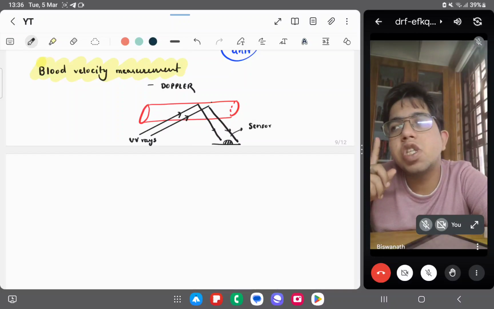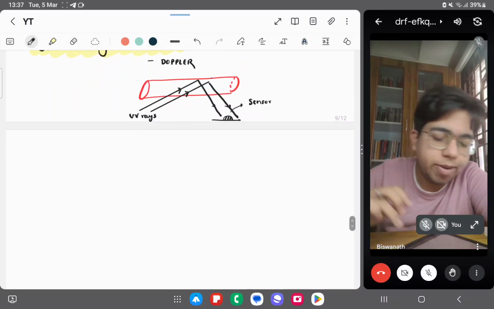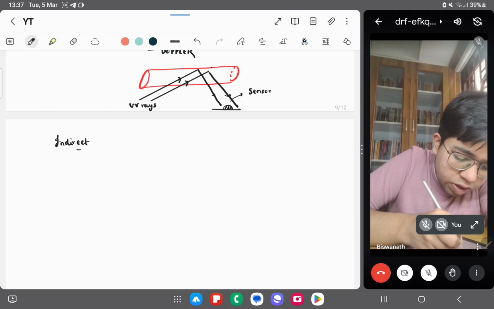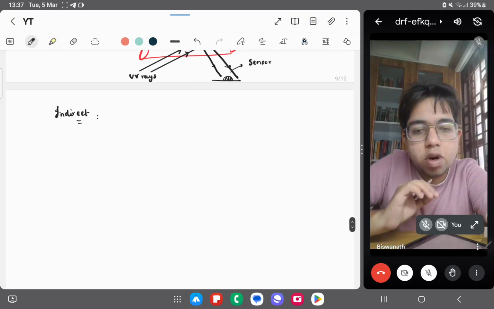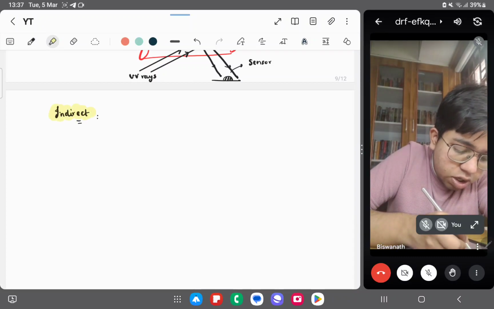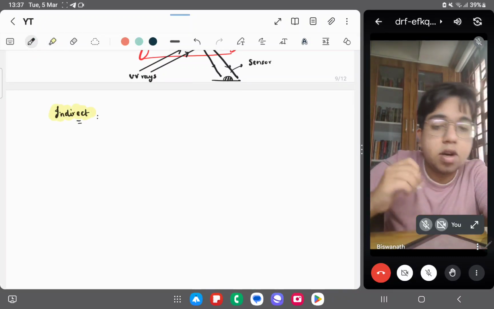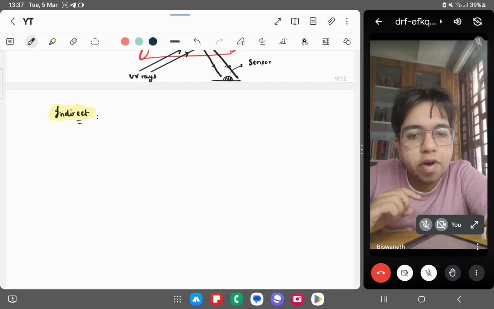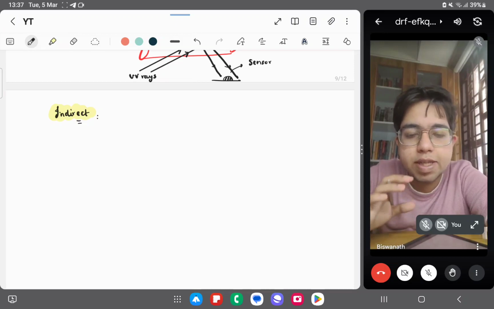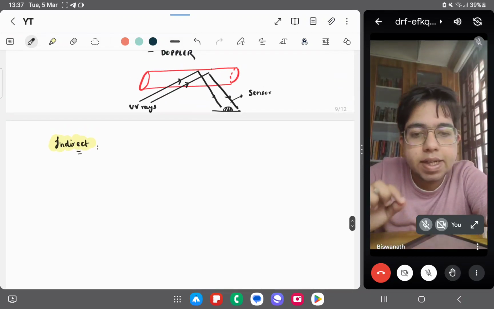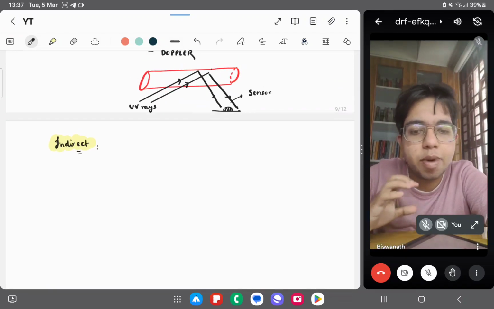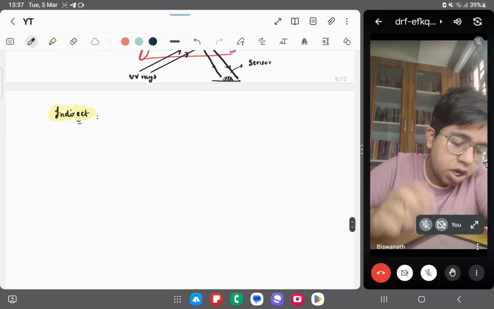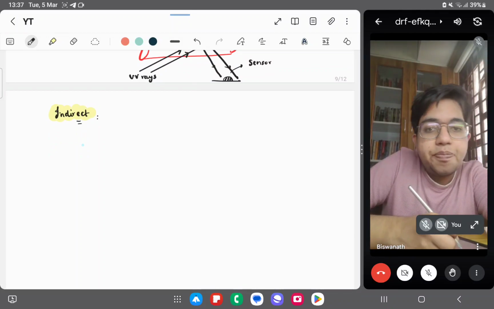Indirect methods, like first of all, we have Ketty and Tuo method. These are all given in your Ganong textbook. Probably not in Guyton; Guyton doesn't cover all this. Some parts of laminar blood flow, the Poiseuille equation and Reynolds number are given, but the measurement parts and experimental physiology parts are probably skipped in Guyton, as per my knowledge. Although you can check.